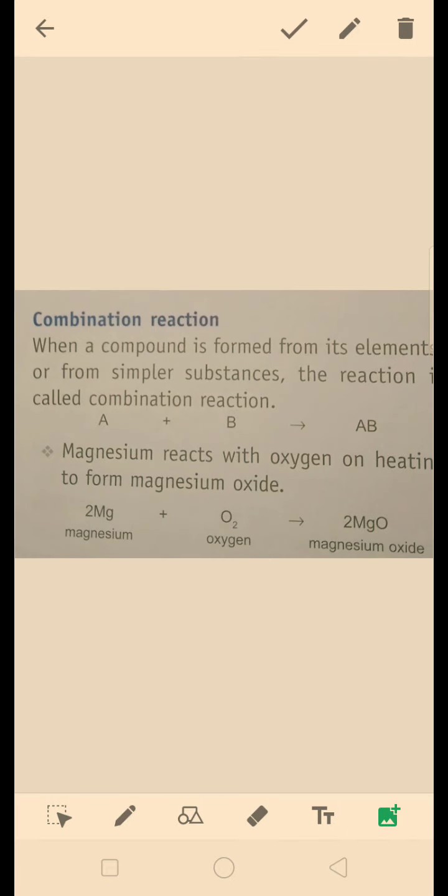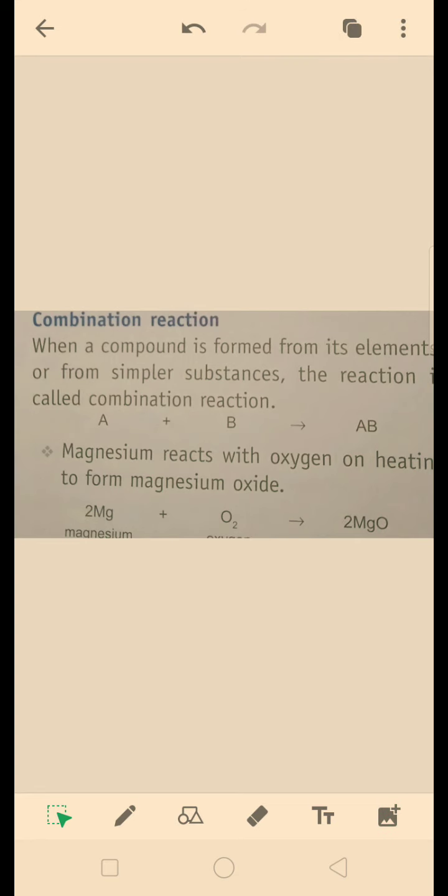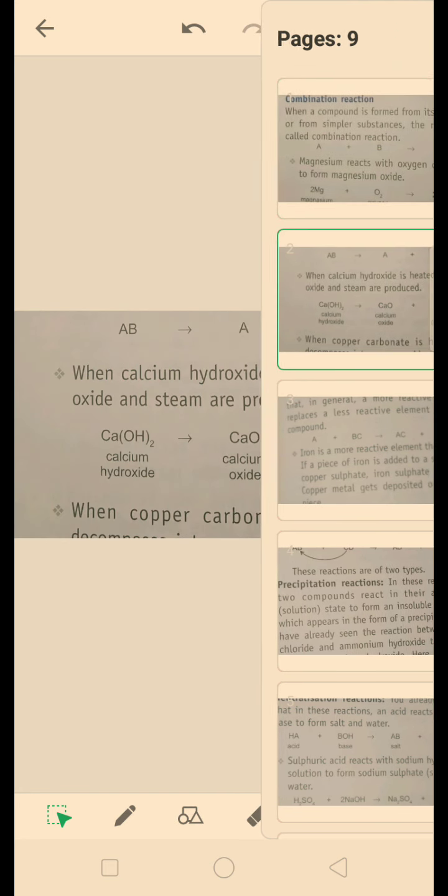Let us first start with the combination reaction. When a compound is formed from its elements or from simple substances, the reaction is called a combination reaction. It means that two substances combine to form a single substance. Magnesium reacts with oxygen to form magnesium oxide. So this is an example of a combination reaction.